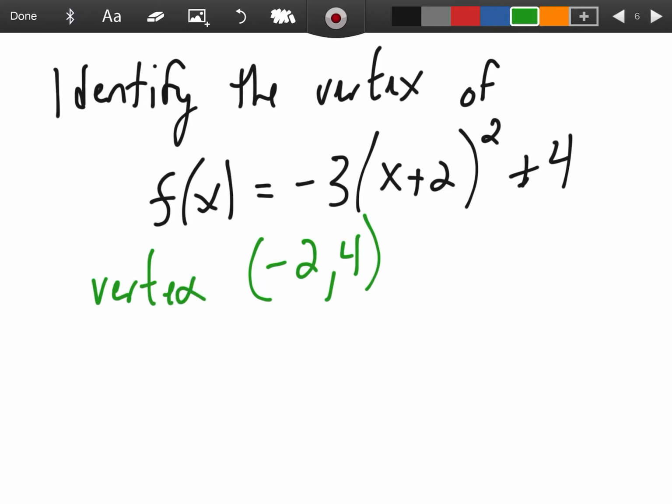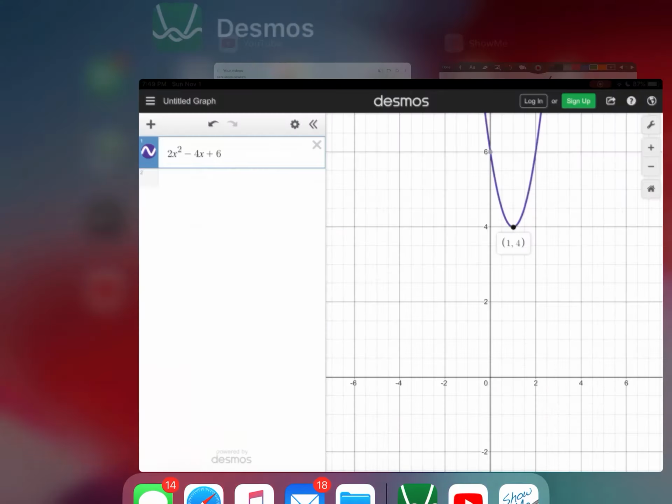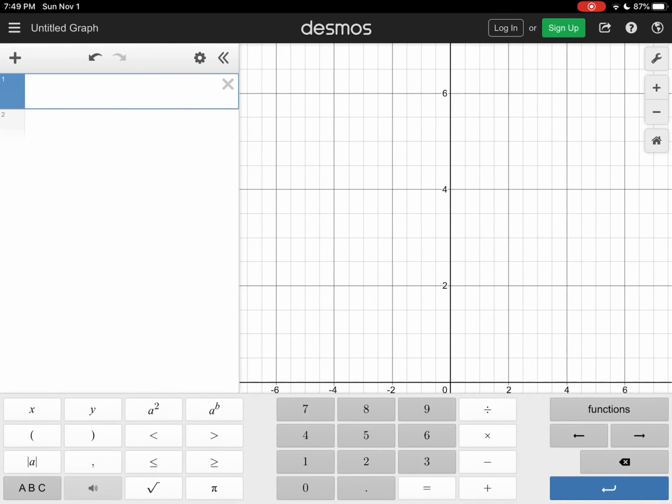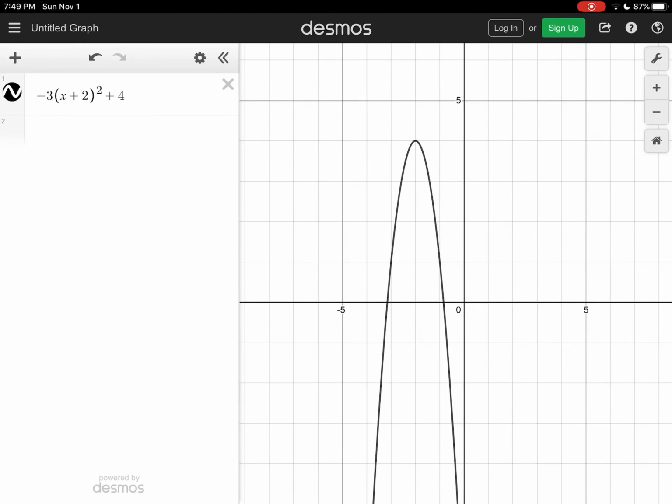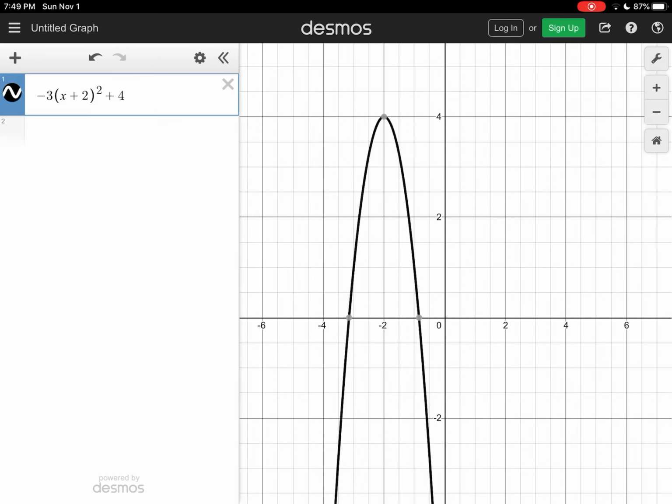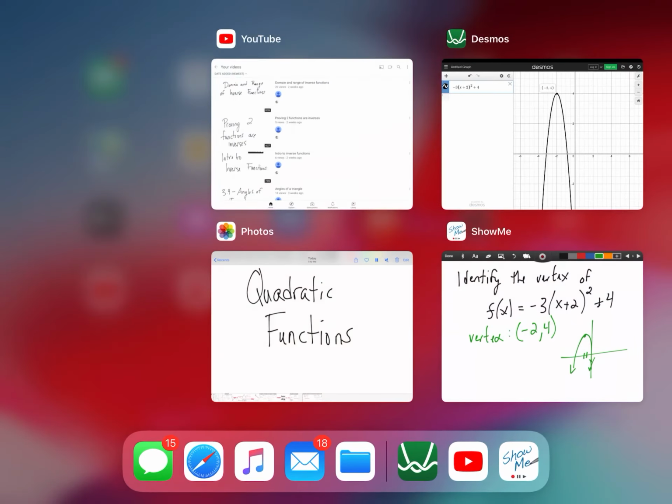And then we can see that it's going to open down. So we could actually even find the zeros of this function if we wanted to. We could find the x-intercepts. They are going to exist because this graph starts right here and then opens down. Let's just take a look at this graph quickly. Negative 3 times (x plus 2) squared plus 4. And there is the graph of that, with our vertex at negative 2, 4, which we can clearly see.